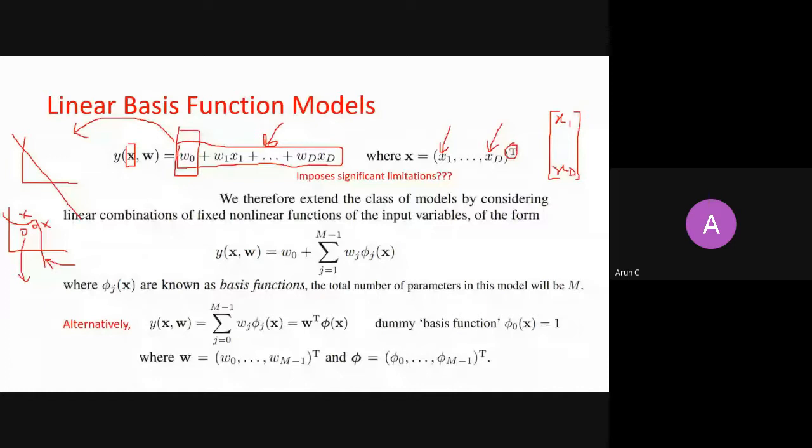So how does a basis function look? You just feed your x vector, right? It is a vector now. I'm always writing x, and this x is nothing but a vector. You feed it to some function. This function will give you some scalar value, right?